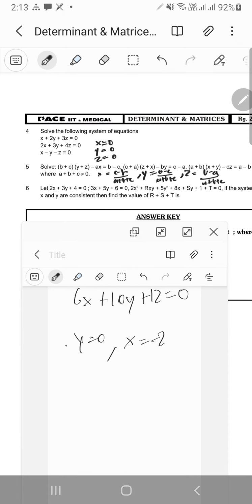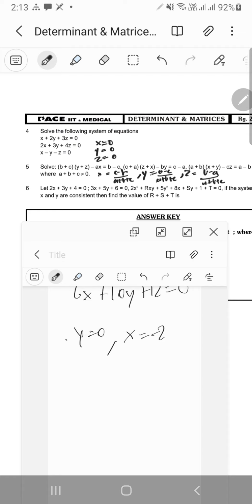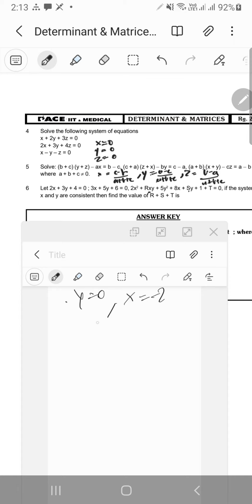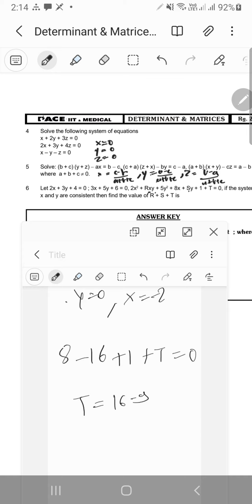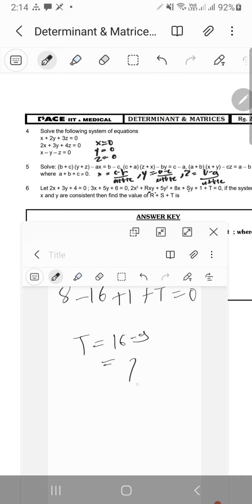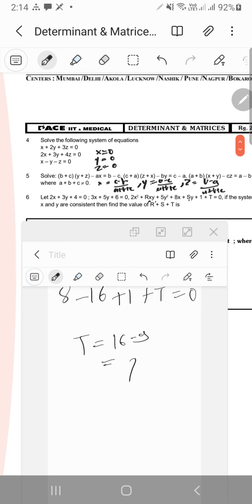Just put that in this. If this is consistent, that means this is gonna work as well. So putting y equal to 0, these terms cancel, this also gets cancelled. So 2x squared, which means 2 into minus 2, 8 plus 8 into minus 2, minus 16, plus 1 plus t equal to 0. Cool. So t is just 16 minus 9, which would be 7. Okay, find the value of r plus s plus t.